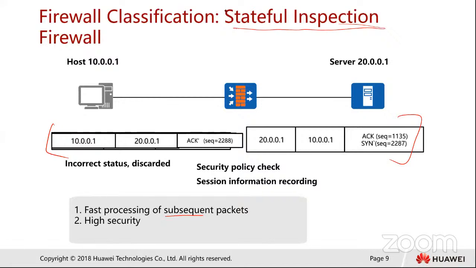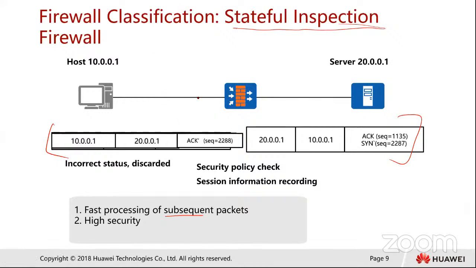So the stateful firewall intercepts data packets at the network layer, extracts the status information required by security policies from each application layer, and then saves the information to the session table. In the session table, subsequent connection requests related to the data packets are analyzed to make proper decisions. Because of this, like we have already said, we have high security, and also fast processing of subsequent packets. So we have our packet here and it's coming through our server.